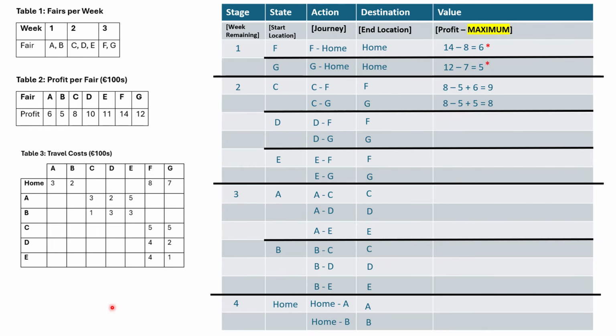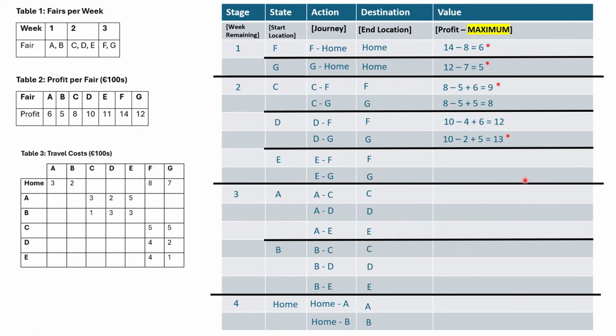Now, of those two, we want, again, to focus on this idea of maximum. It's so easy to mix up minimum and maximum in these questions. We are dealing with profit. That's why I've subtracted costs. So our maximum or our optimal here is going to be 9. For D, then, we have a profit of 10. Traveling D to F is 4. And then if we're at F, we need to take into account that it is 6. So we have 10 minus 4 plus 6, which gives us 12. Again, D to G, same profit. D to G is only costing 2.